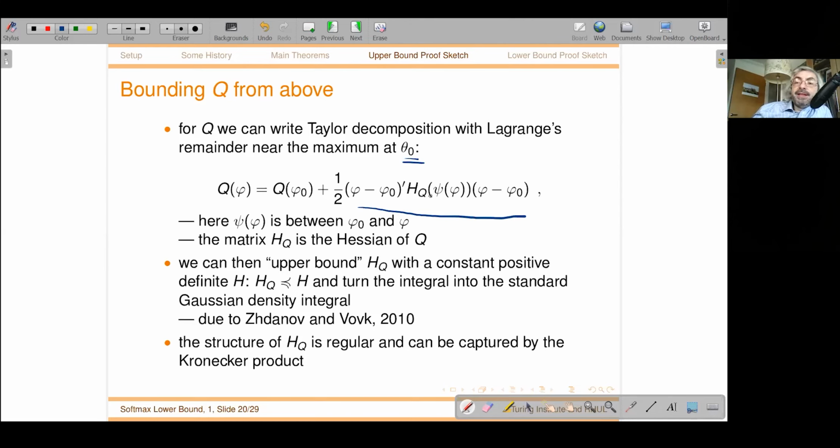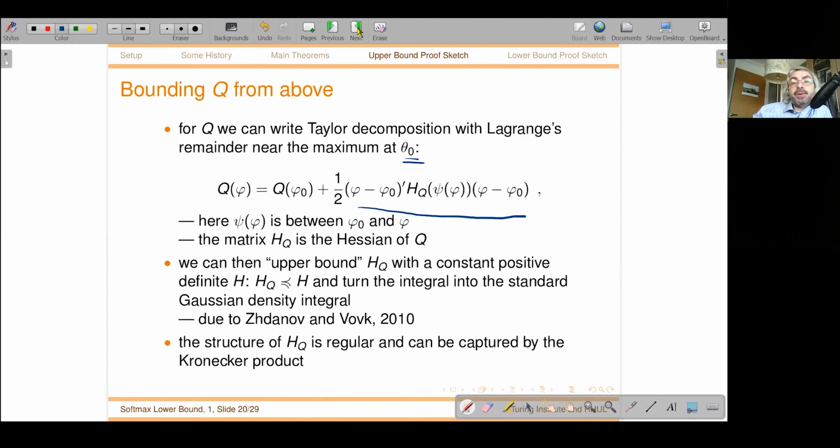The Kronecker product has some useful properties that can be utilized here. So basically, this is the upper bound. This is the proof of the upper bound in brief. But I should say that this is not really the main contribution of this paper. It improves on some earlier work, but it improves by a little.